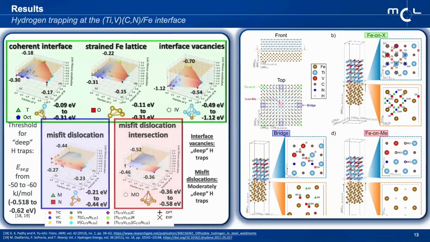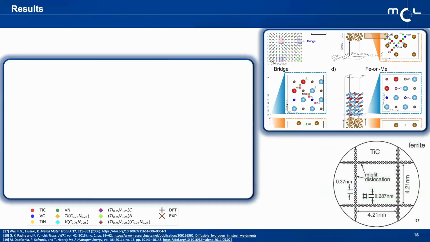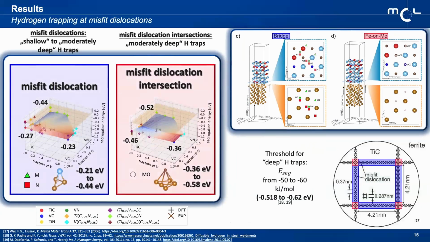So just focus on the coherent interface. It's what we would probably call a relatively shallow trap with up to 0.31 electron volts, or roughly 30 kilojoules per mole, for those coming from experiments. And the interface vacancies, so non-metal vacancies directly on the interface, follow more or less the same trend and the same magnitude as in the bulk, and could be classified as very deep hydrogen traps.